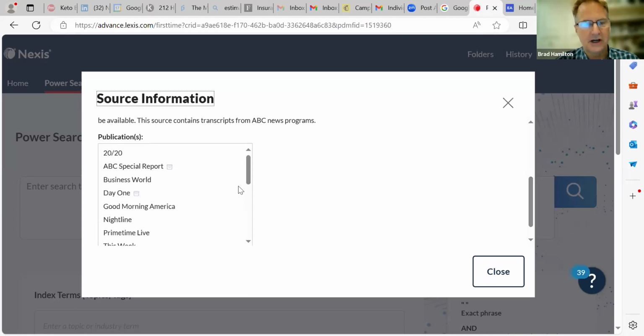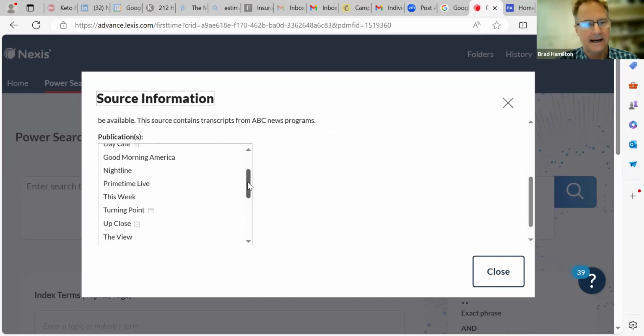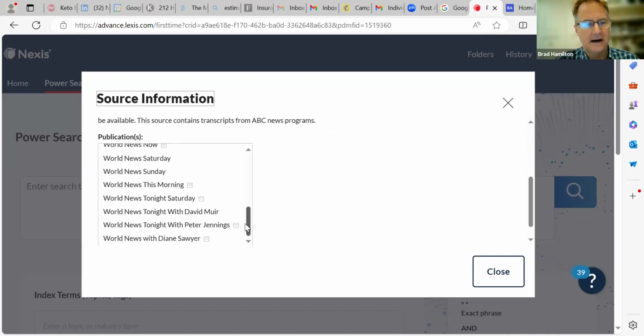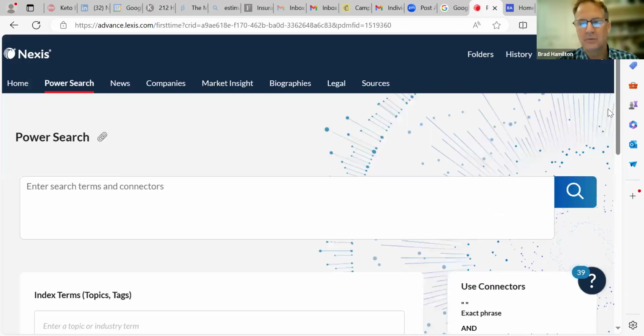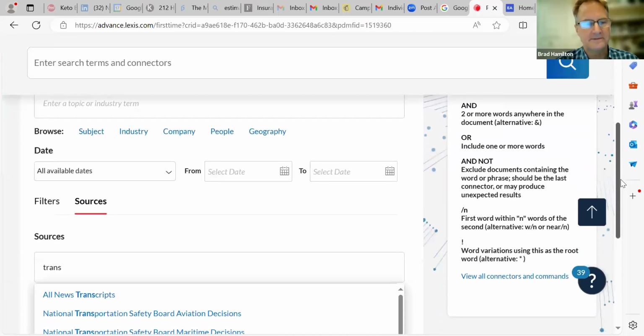And these are all the shows. It says publications, but these are the shows. 2020, Good Morning America, Nightline, all these different things. As you can see, it goes down to World News Tonight with Diane Sawyer and Peter Jennings. So it goes way back. And that's just one of the many transcripts that you'll get.